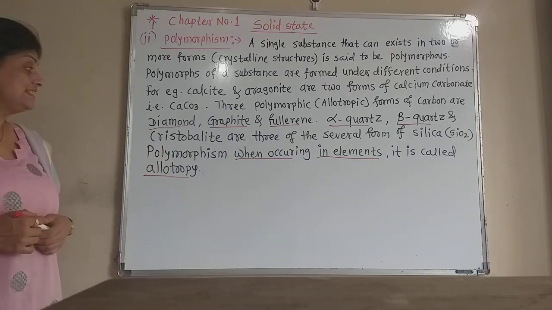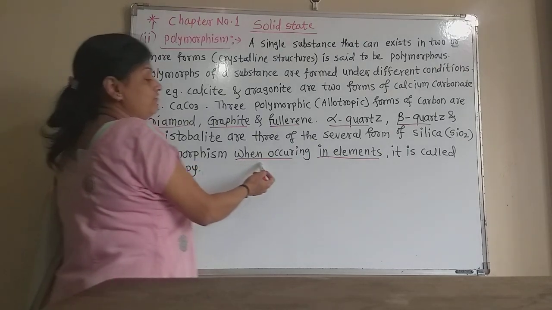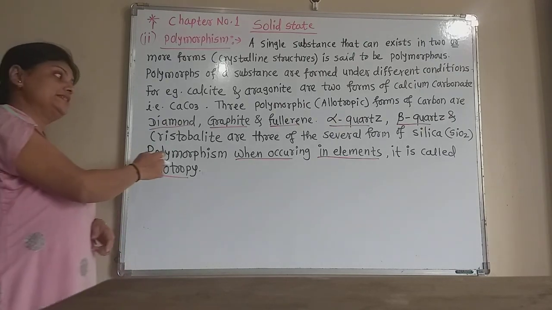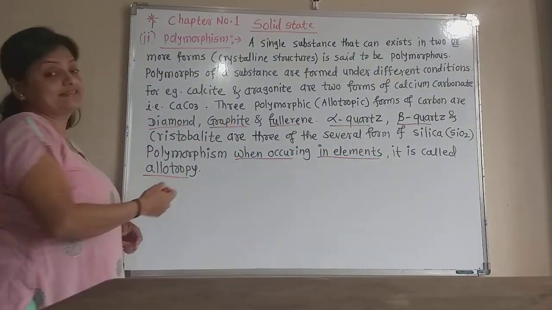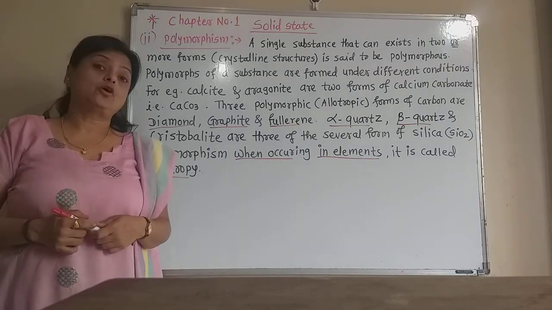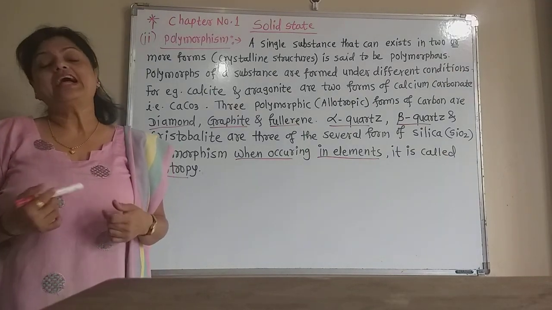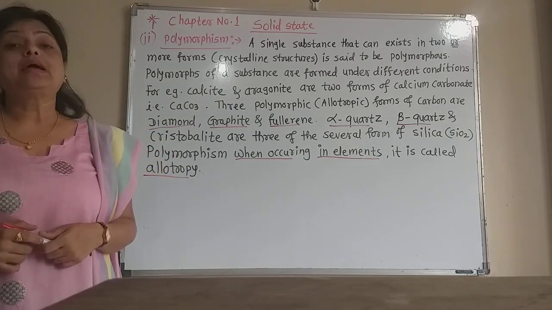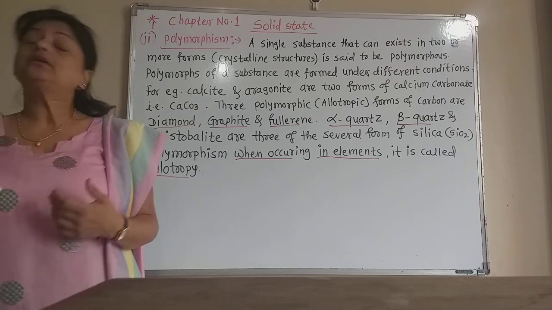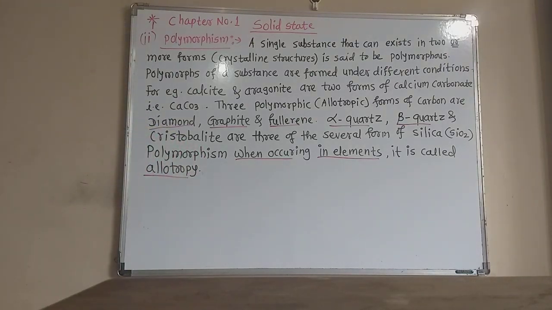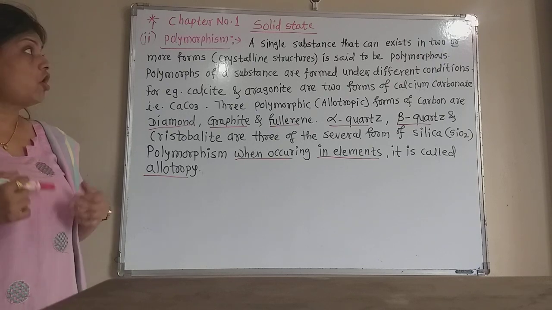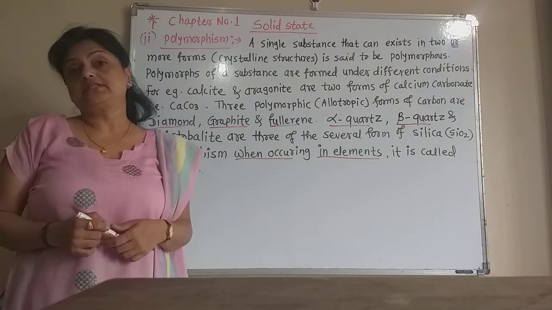When polymorphism occurs in elements, it is called allotropy, and the polymorphs of the elements are called allotropes of each other. So this is about polymorphism and isomorphism. Iso means similar constituent structures, and all these are of crystalline solids.